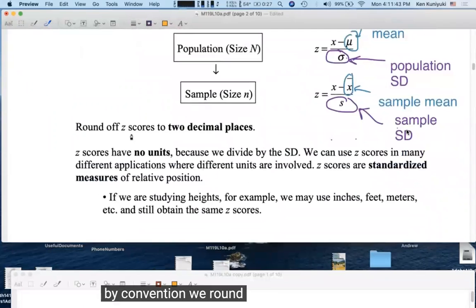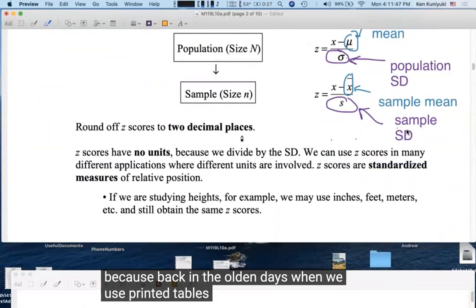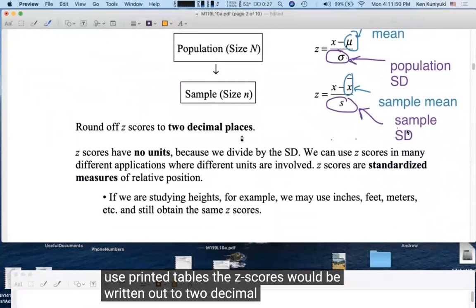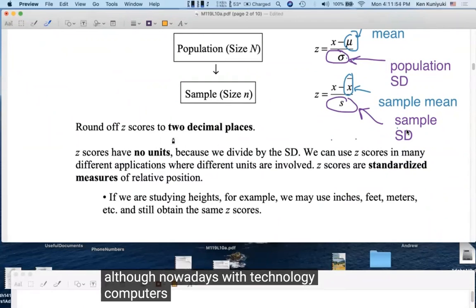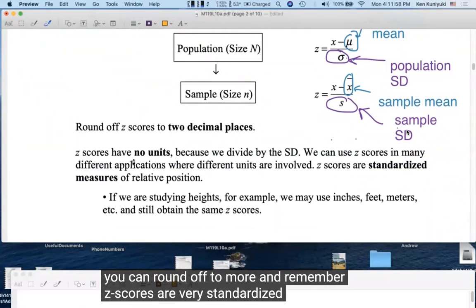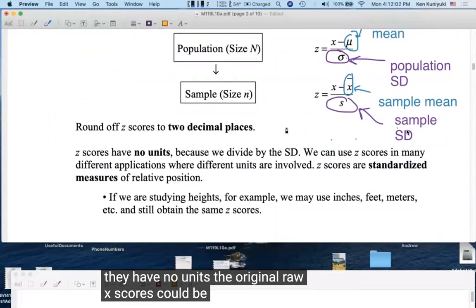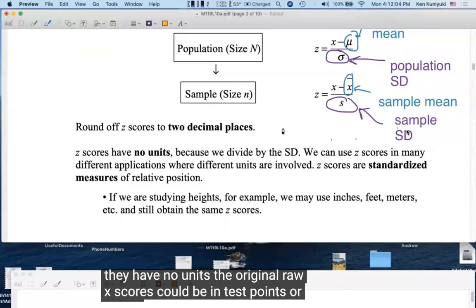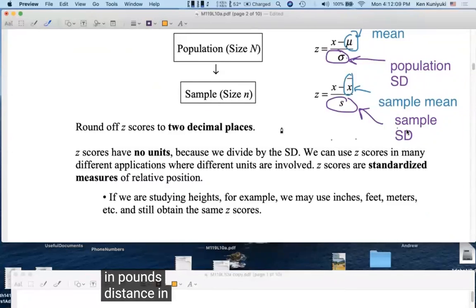By convention, we round off Z-scores to 2 decimal places because back in the olden days, when we used printed tables, the Z-scores would be written out to 2 decimal places. Although nowadays, with technology, computers, you can round off to more. And remember, Z-scores are very standardized. They have no units. The original raw X scores could be in test points or height in feet, height in inches, weight in pounds, distance in light years. But the Z-scores have no units.